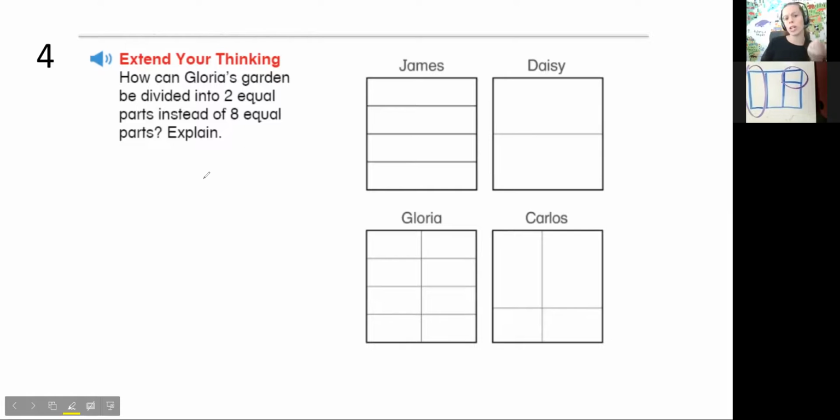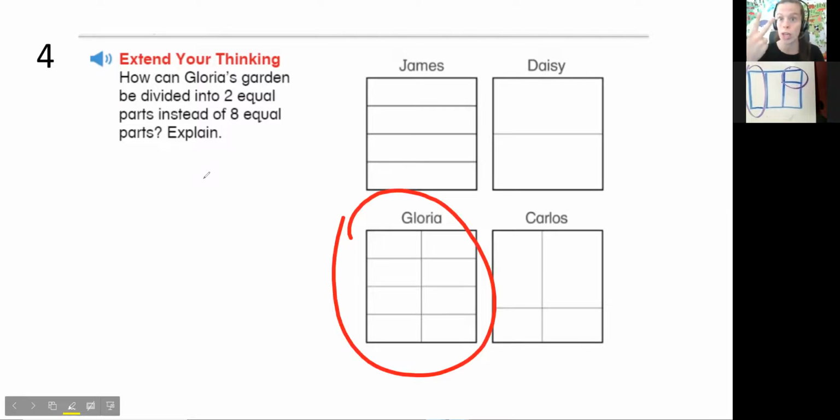How can Gloria's garden be divided into 2 equal parts instead of 8? Guys, it's just like my banana bread. So 2 parts, 2 parts, 2 parts. Oh, I could just split it down the middle. You get the left side, I get the right side. You could also split it side by side. I get the top, you get the bottom, just like my bread. I love it.